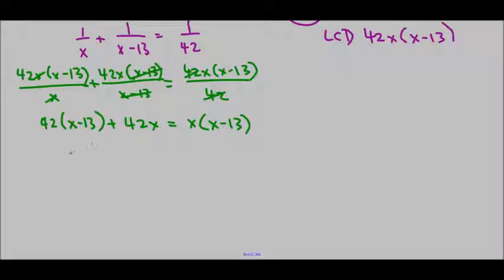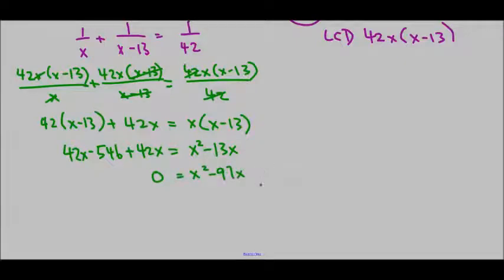So we will expand that. This becomes 42x minus 46 plus 42x equals x squared minus 13x, and we just move it all over. We'll get x squared minus 97x plus 546. So these numbers are really big, so I use the quadratic formula.